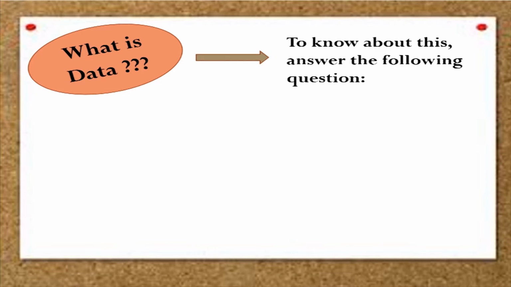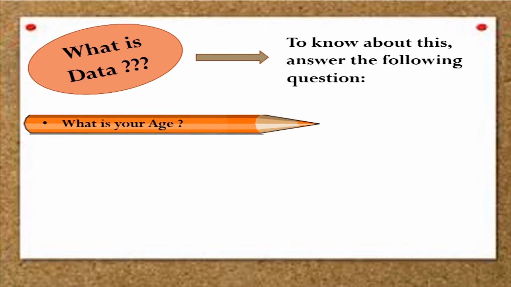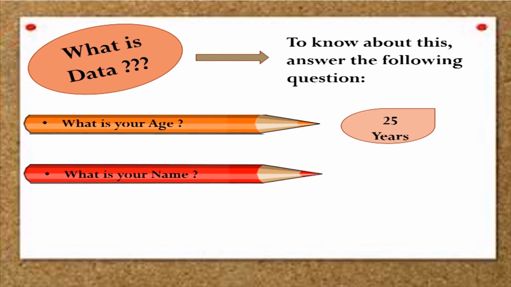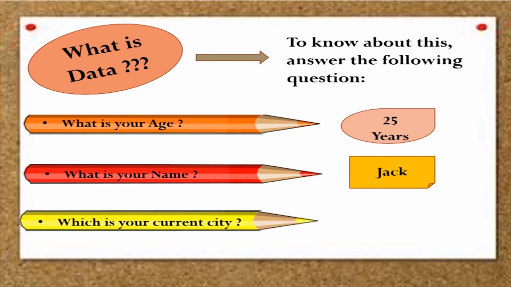Question 1. What is your age? To which your answer would be 25 years. Question 2. What is your name? To which your answer would be Jack. Question 3. Where are you currently residing? To which your answer would be X, Y, or Z.